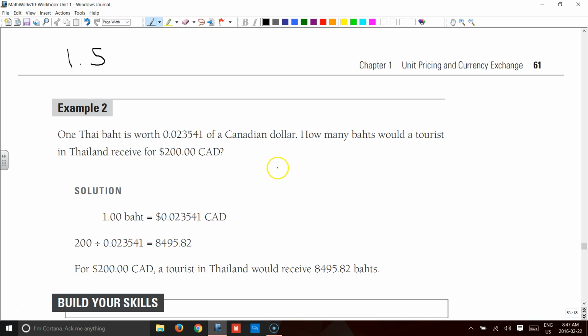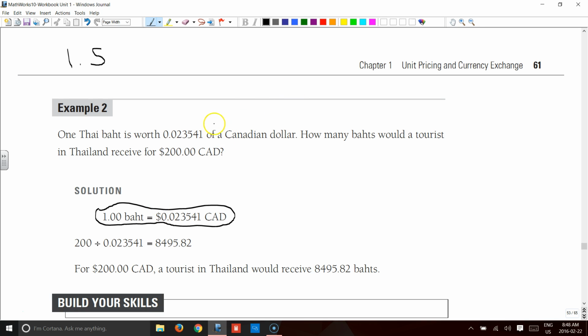So example 2, one Thai baht is worth 0.023541 of a Canadian dollar. How many bahts would a tourist in Thailand receive for 200 bucks Canadian? So this step is the critical first step. Whenever doing conversions with currencies, I recommend that you do that first. What we've done here is written a conversion rate.